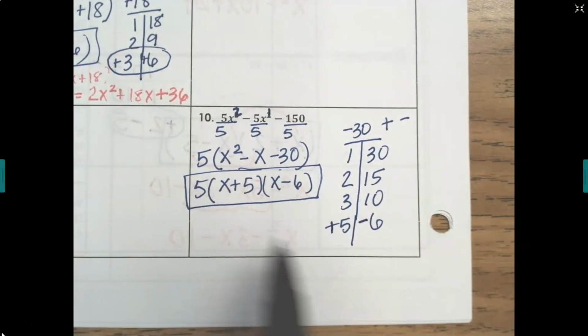We could check it. Remember, we can multiply these two together and then distribute our 5 and check it out. And it should add up to be exactly what we started with. Hopefully this was helpful. We'll finish these up in class.